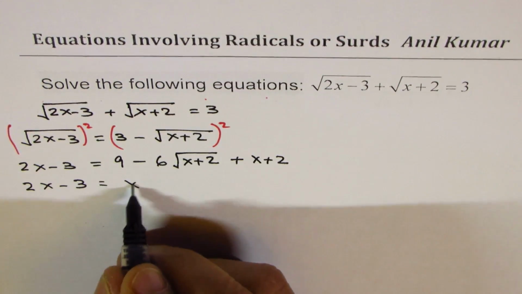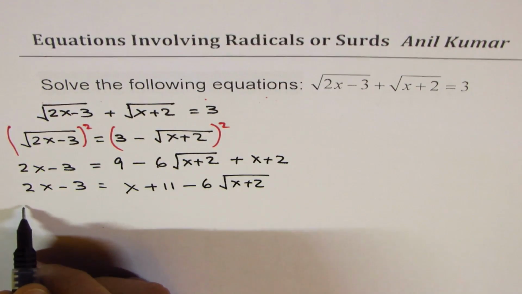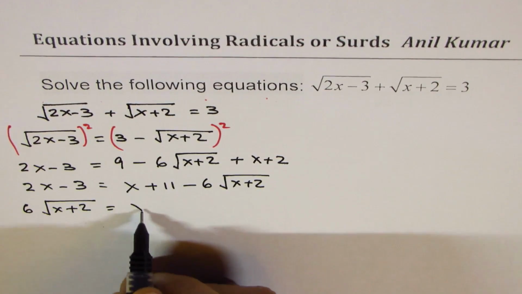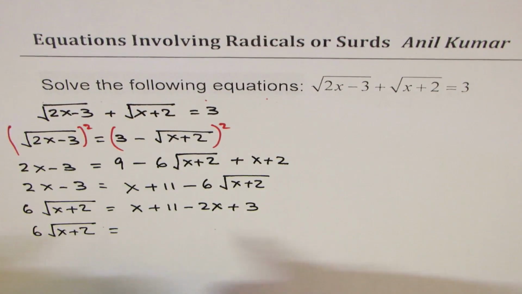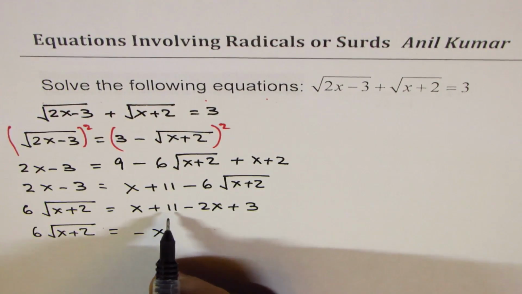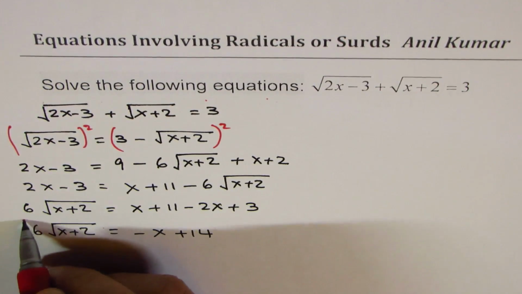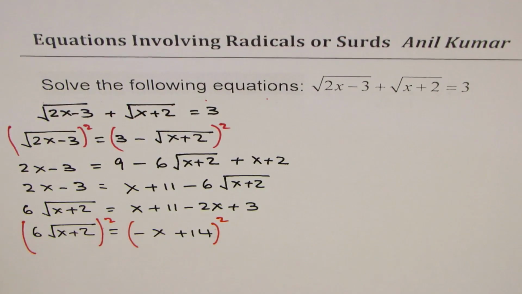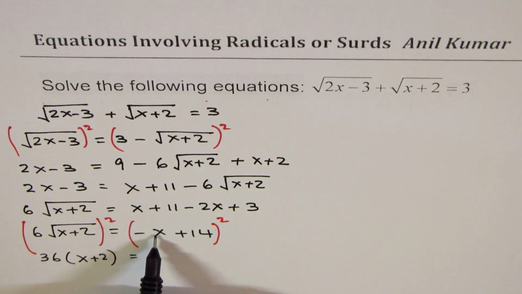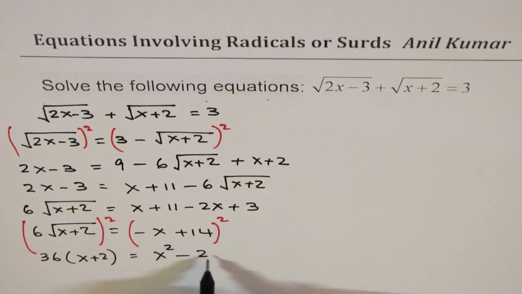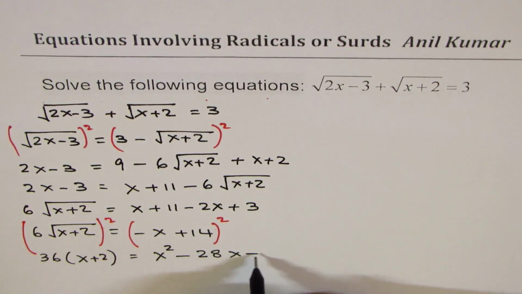So we have x, 9 plus 2 is 11, so 11 minus 6 square root of x plus 2. Bringing this to the right side gives us 6 square root of x plus 2 equals x plus 11 minus 2x plus 3. So that is minus x, and we have 11 plus 3 as plus 14. Correct. So now we can again square both sides and then simplify, right? That's the whole idea. So we'll square both sides. When you do that, 6 squared is 36 times x plus 2. On the right side, we get the square of this term, which is x squared minus 2ab, so 28x, and then we have 14 squared, which equals 196. So that gives me plus 196.